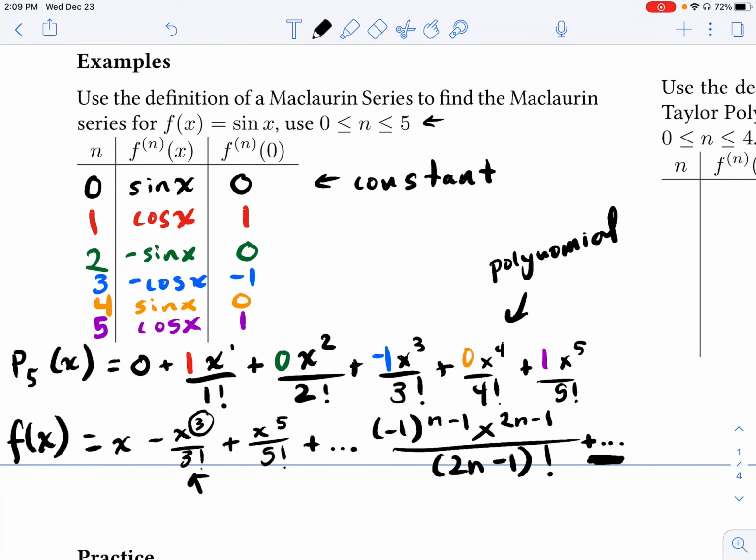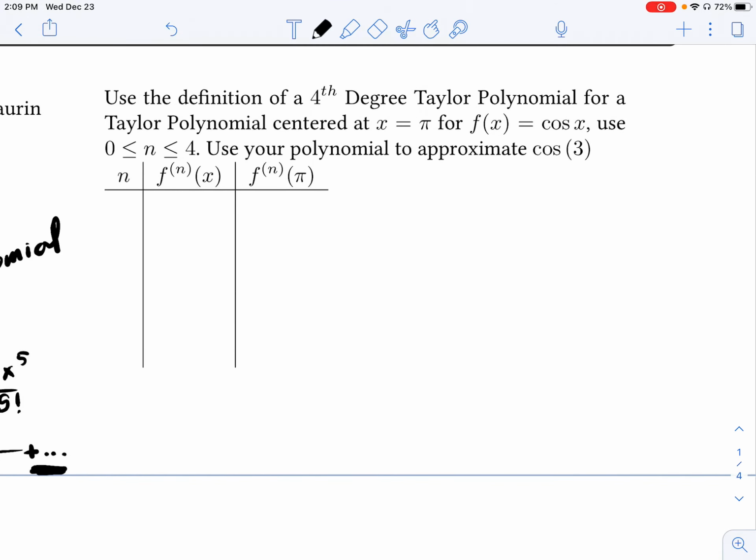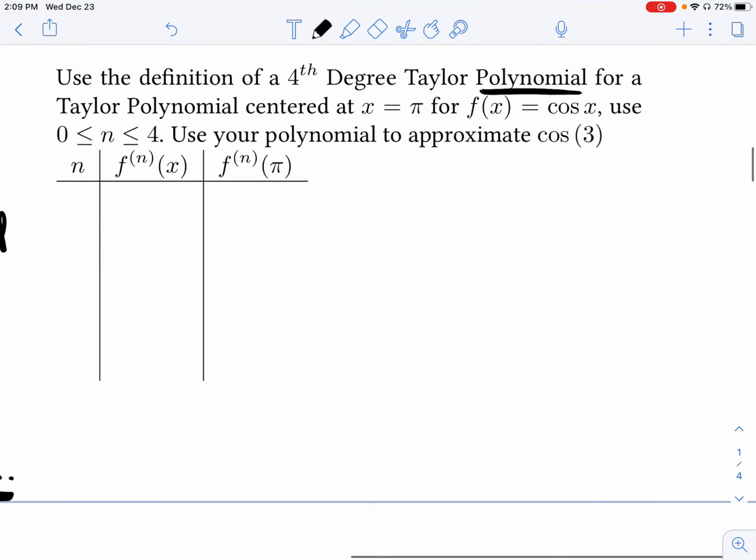Let me do one more example with you. Let's now use the definition of a fourth degree Taylor polynomial. This time we're just going to be working with a polynomial. And we're going to see that this Taylor polynomial is centered at x is equal to pi. And we are going to write the Taylor polynomial for cosine of x. And we're going to use our Taylor polynomial to actually approximate the cosine of 3. Okay? So first things first, let's build the polynomial.